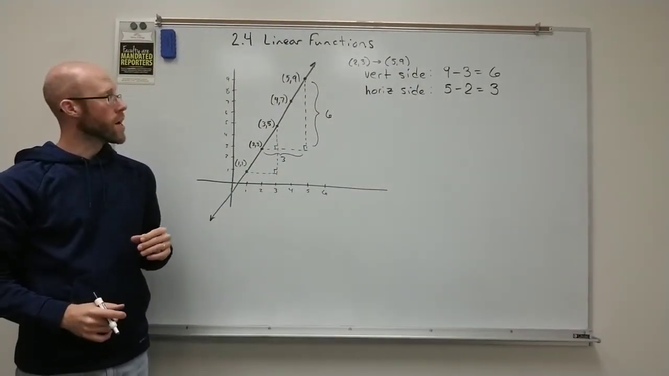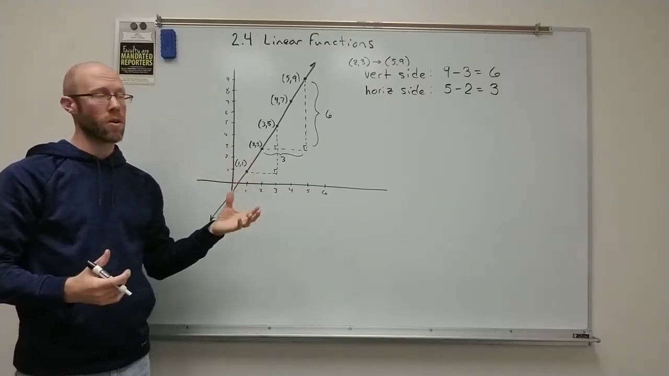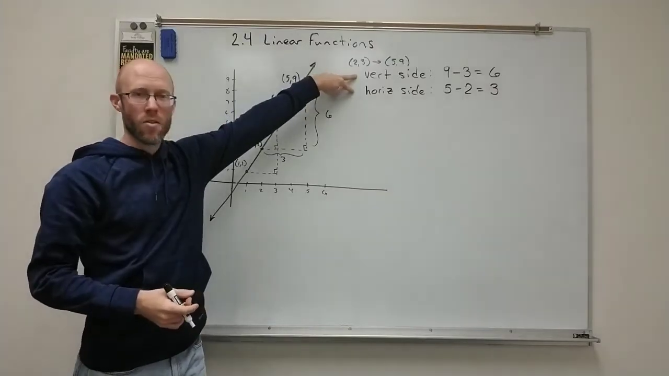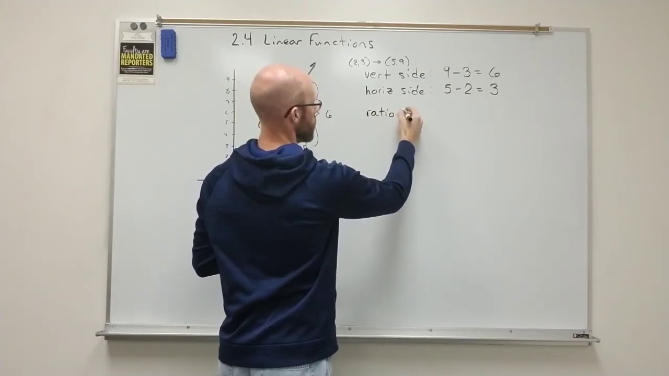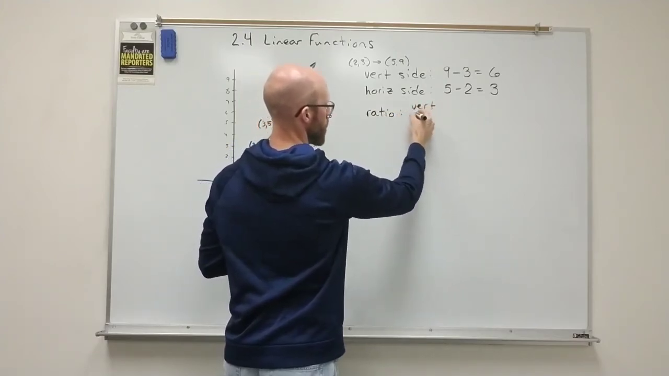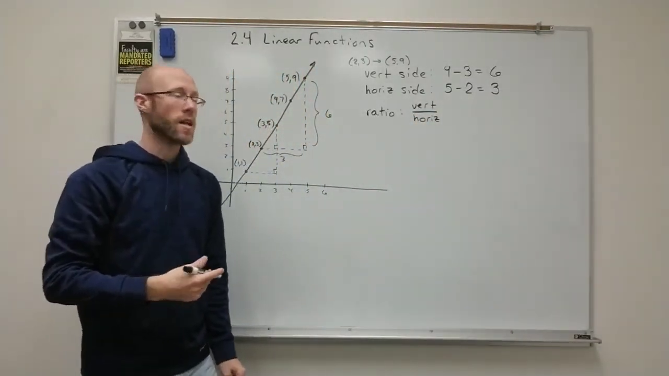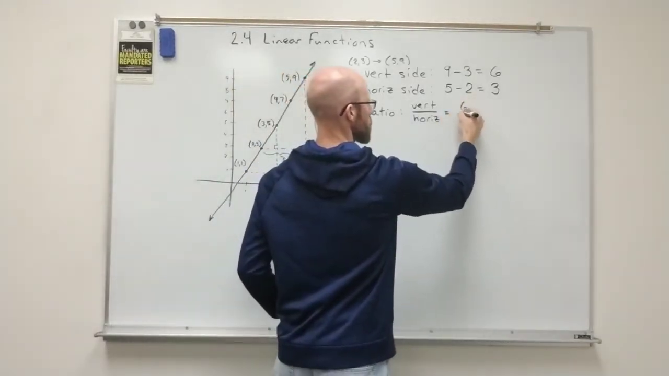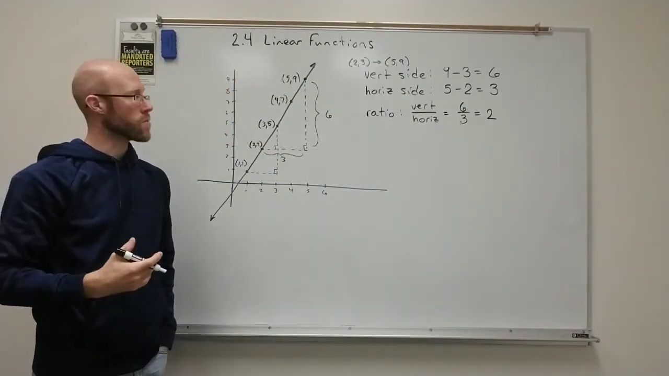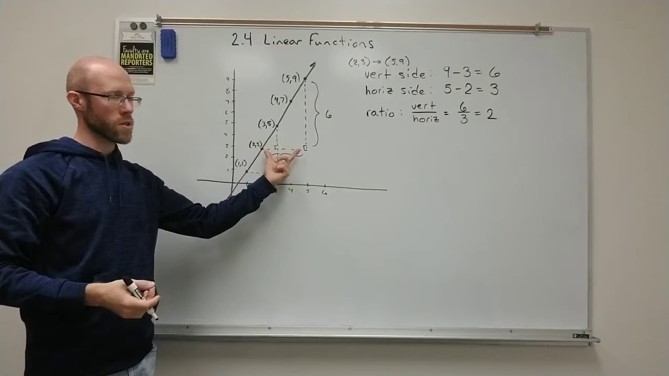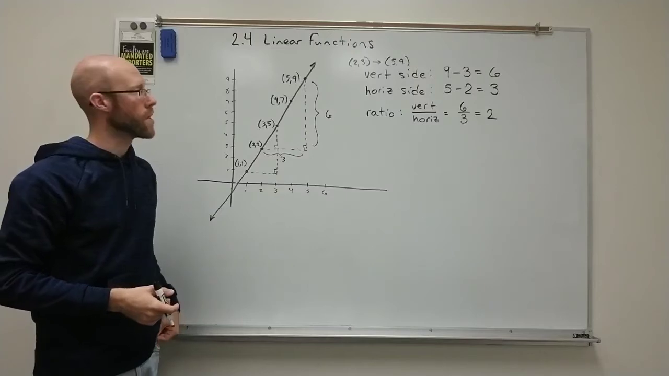Now I said that if you take ratios of corresponding sides with similar triangles, the ratios are always equal. What we're going to do is take a ratio of the vertical side divided by the horizontal side, okay? And now that ratio is going to be 6 over 3, which reduces to 2, okay? So that gives us the ratio between the vertical and horizontal side. Basically, that means the vertical side is twice as big as the horizontal side, okay?